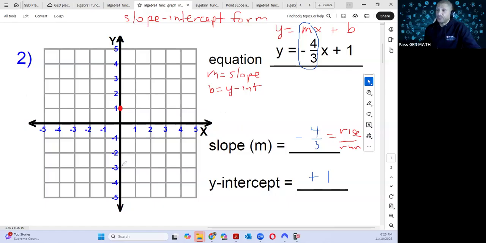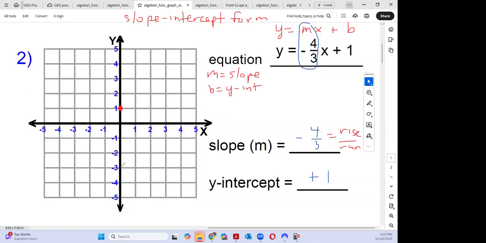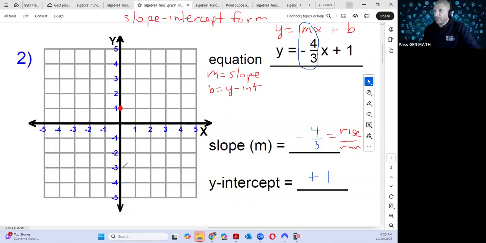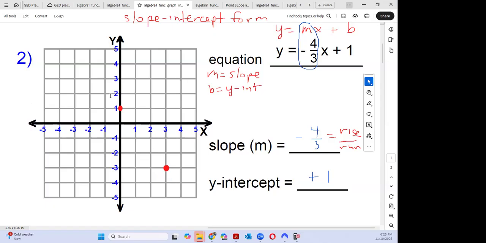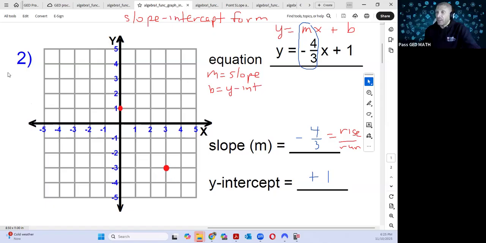Now what am I going to do? You're going to go to the right 3. 1, 2, 3. I forgot to mark my point. So down 4, 1, 2, 3, 4, and right 3, 1, 2, 3. How many points do I need to draw a line? 2. I've got 2, so I just need to connect them.